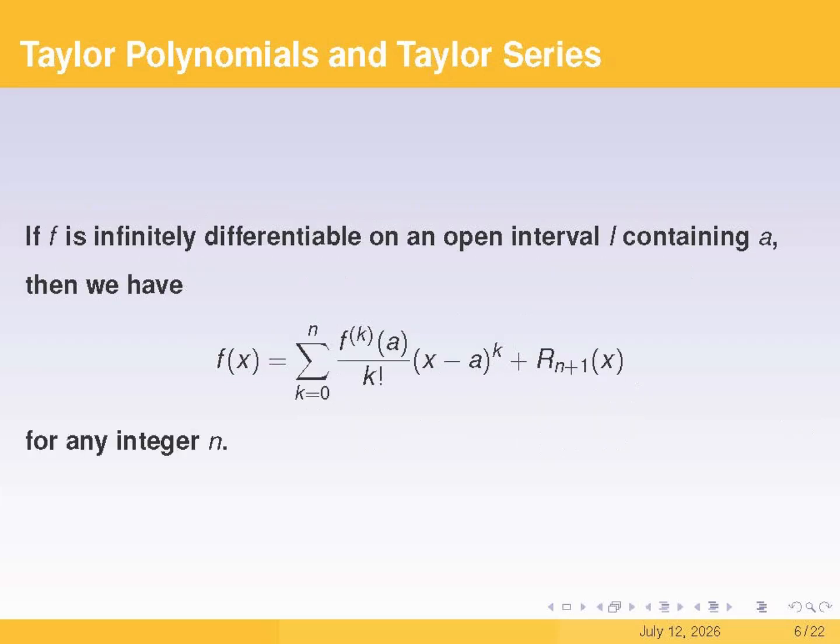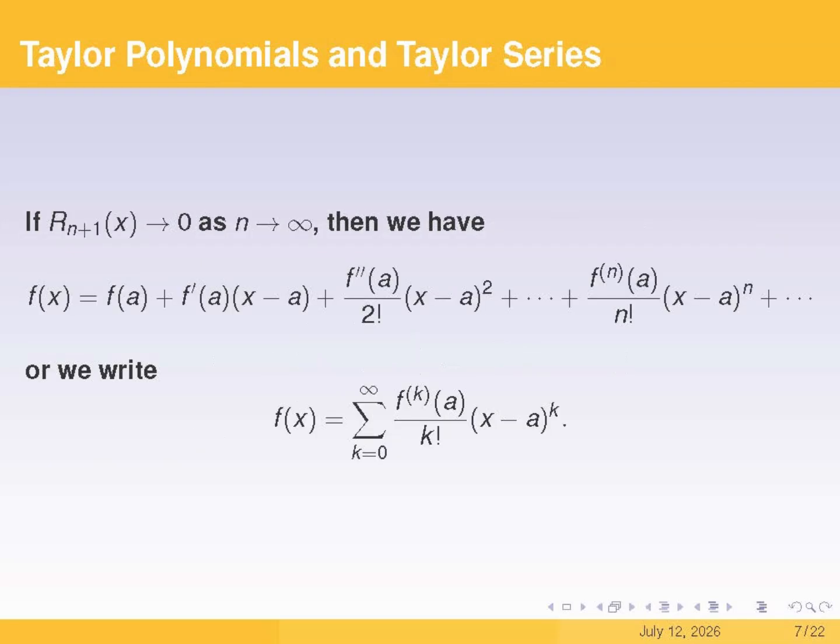If we assume that the function f is infinitely differentiable, it just means that we can keep differentiating f forever, infinitely many times. Good examples of this are the exponential function e to the x and the sine function. When this happens, the Taylor expansion you see on the screen works for any positive integer n you choose. What we are looking for is that as n goes to infinity, the Taylor remainder goes to 0.